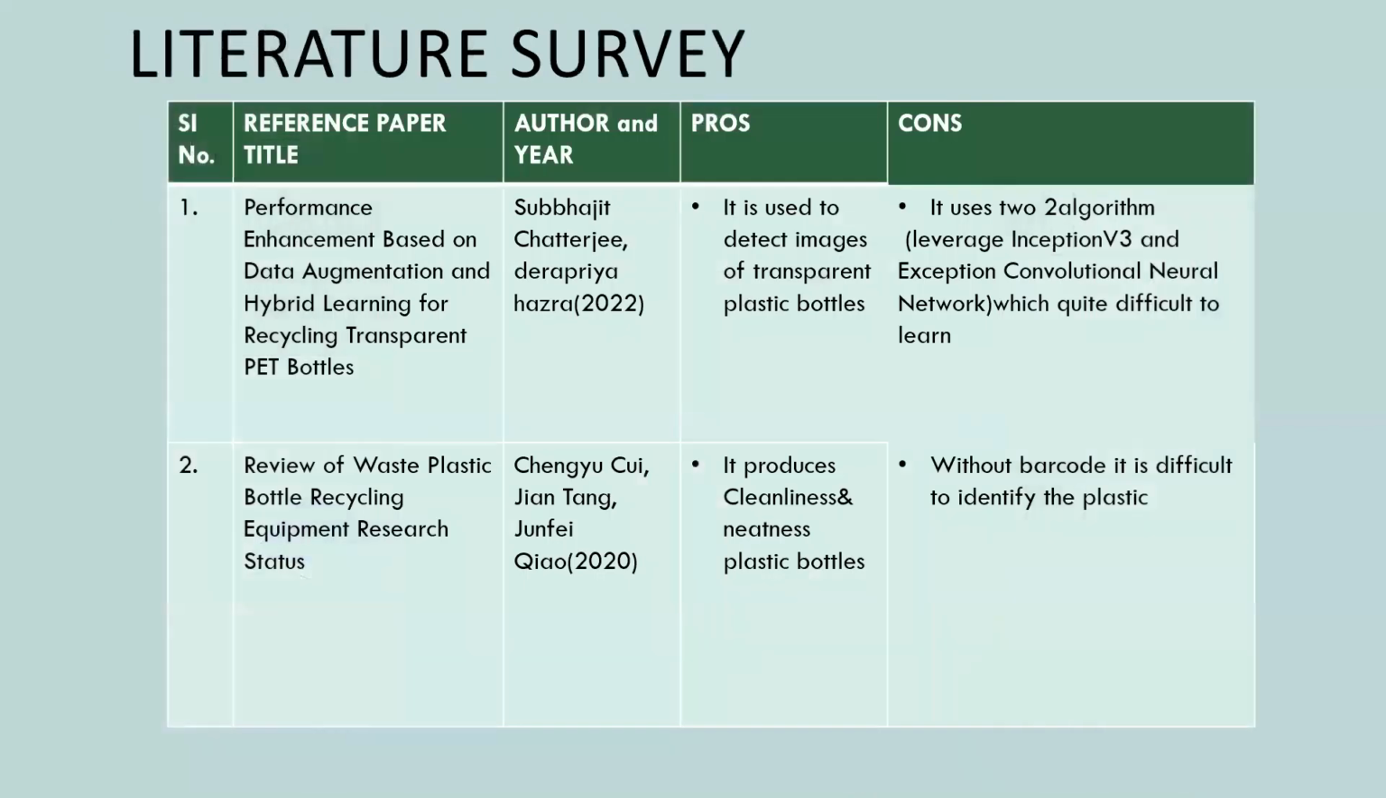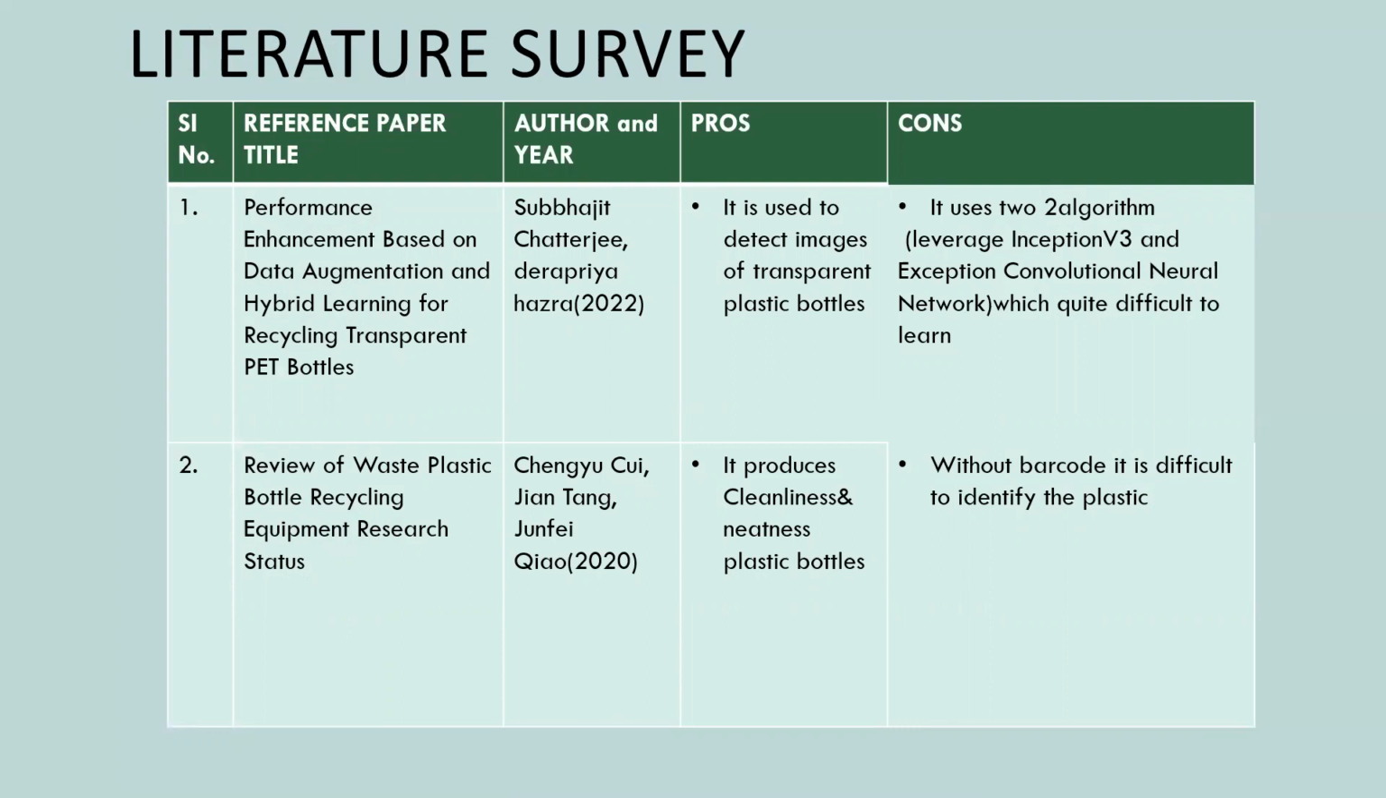Coming to the literature survey. The first paper which we have referred to is Performance Enhancements Based on the Data and Hybrid Learning for Recycling Transparent PET Bottles. The authors are Subhajit Chatterjee and Dheerapriya Hazra, in the year 2022. The pro of this paper is that it is used to detect images of transparent plastic bottles. The con of this paper is that it uses two algorithms, which are quite difficult to learn.